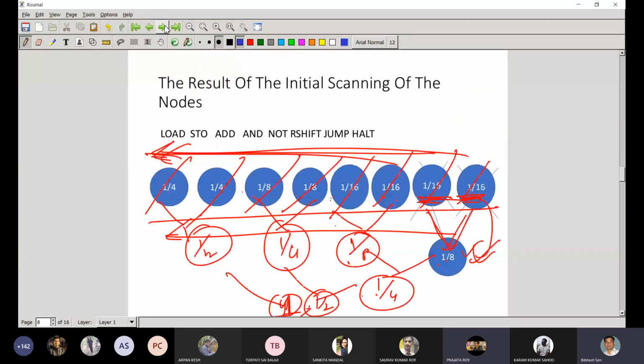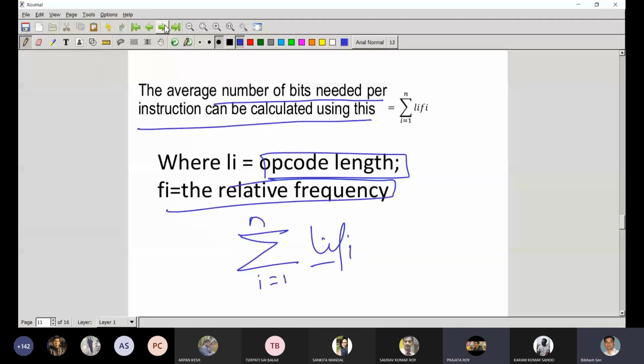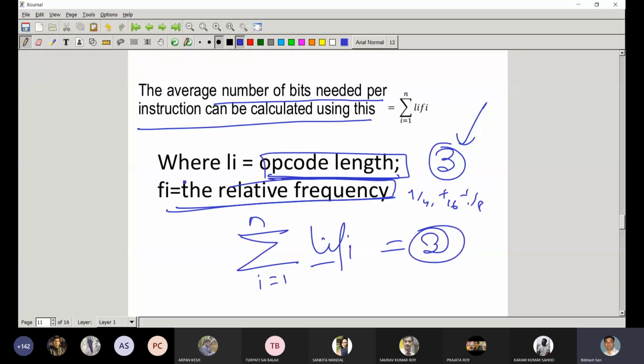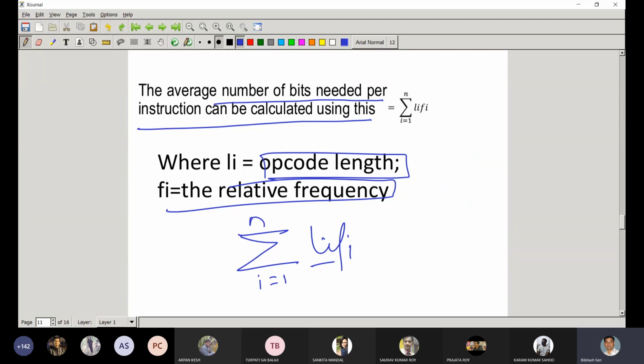Sir, li is like the input lines in the decoder. Li is the length of the bits required for the opcode. Opcode length. In decoder based or fixed format, it is 3. I have considered, for example, in these cases. And the frequency will be again 1 by 4, 1 by 16, 1 by 8, whatever you consider so far. So you found that the fixed length format average becomes 3. But now our condition is that we are not using fixed length format.